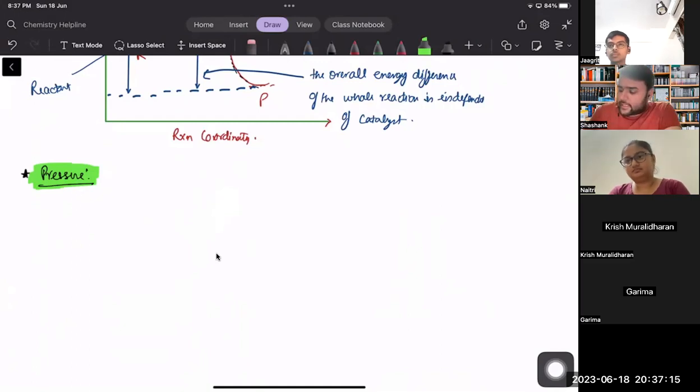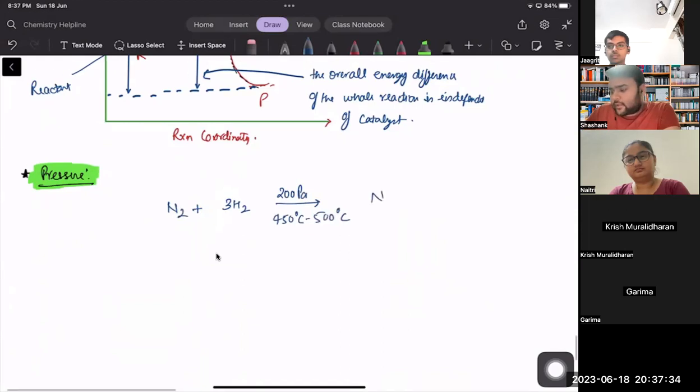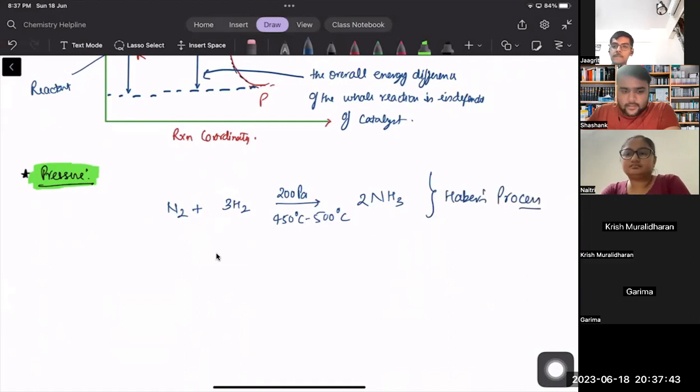A very famous reaction is if you take N2 and if you take 3H2, so you have to give it around 200 pascals. It's a huge pressure, and 450 degrees Celsius or 500 degrees Celsius. When you do this, then only what do you get? Ammonia, 2NH3, and this is called Haber's process. And here the catalyst is, if the memory serves right, this is finely divided iron.